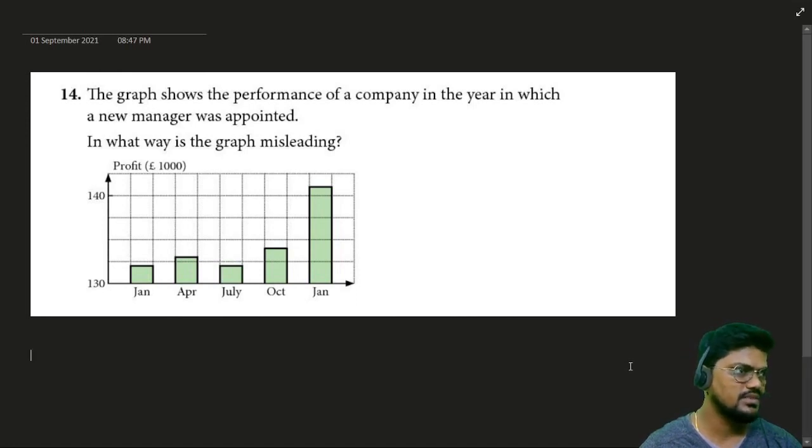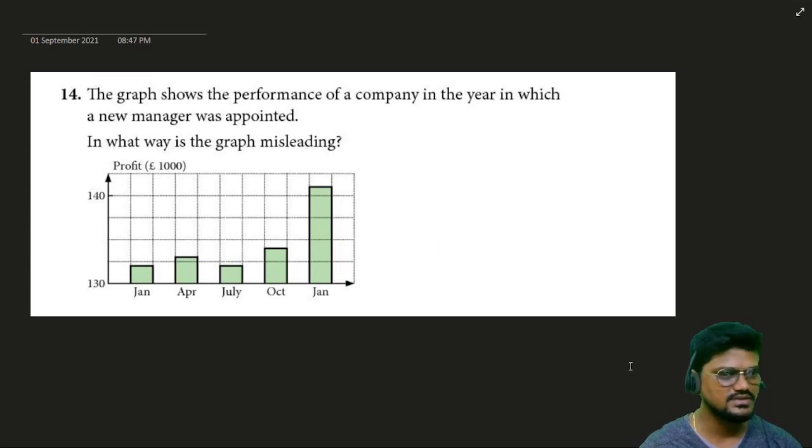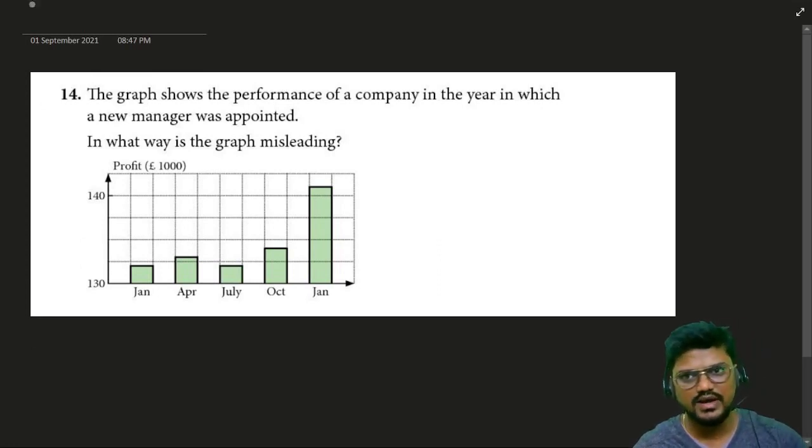Yeah, Manav, can you give me the answer of this? What is misleading in this question? Which is wrong in this question? It doesn't start from zero on the y-axis. Yeah, it does not start from 0 on the y-axis. That's the answer. Why? Because on the y-axis it should always start from 0.